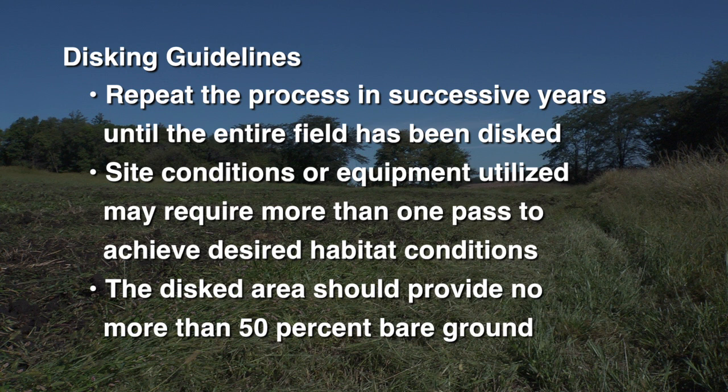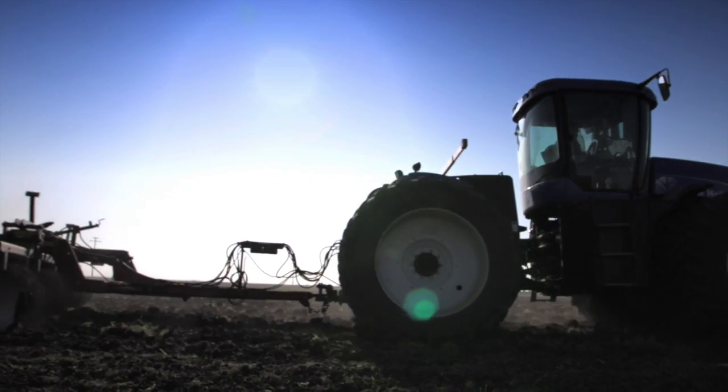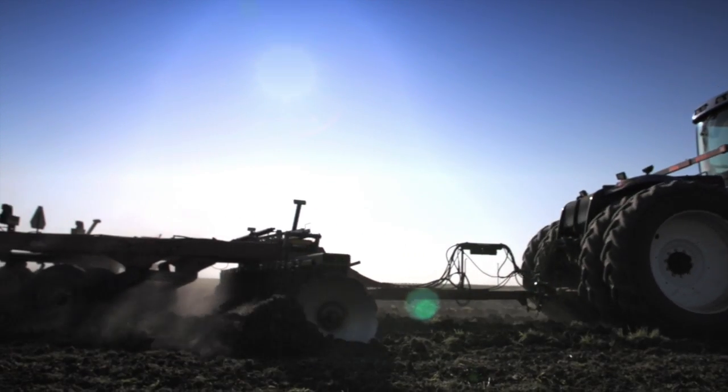The disked area should provide no more than 50% bare ground, leaving at least 50% ground cover of residue to prevent soil erosion. NRCS officials are available to help you determine if disking is the right solution for your CRP fields.